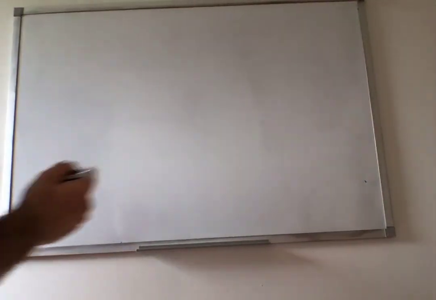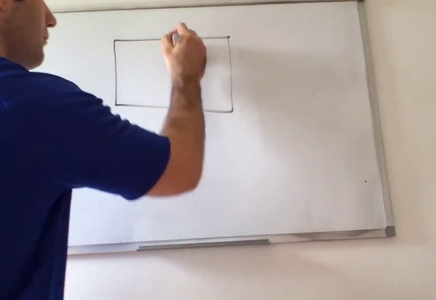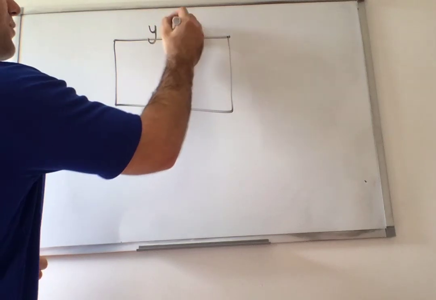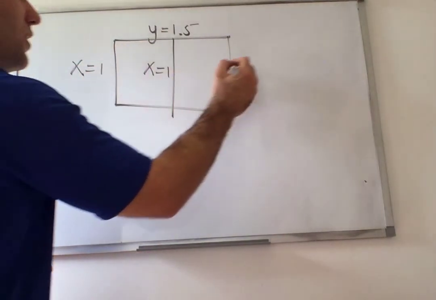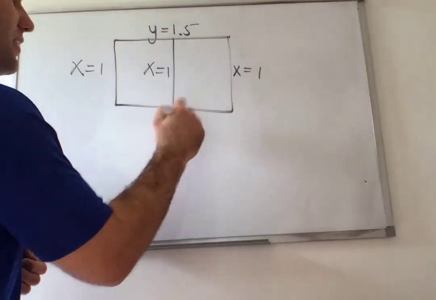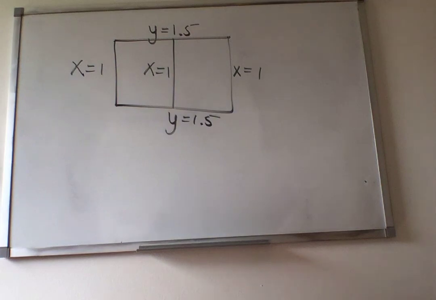Let's just draw our picture one more time. If y is equal to 1.5, x is equal to 1, x is equal to 1, and down here, y is equal to 1.5. This right here will minimize the cost of the function, okay?